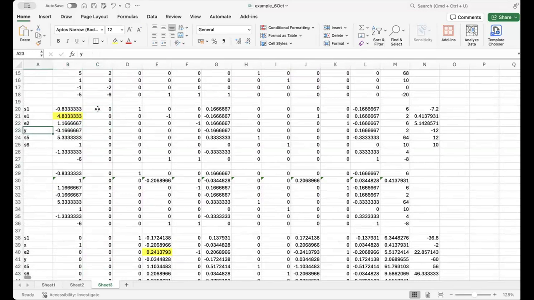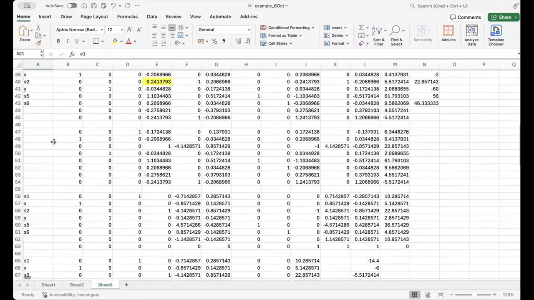You see that in the first iteration, we introduce Y to the basic variables and we remove E3, right? And the next one, of course, this is the negative. We introduce X to the basic variables and we're going to remove E1. Do the same thing here.